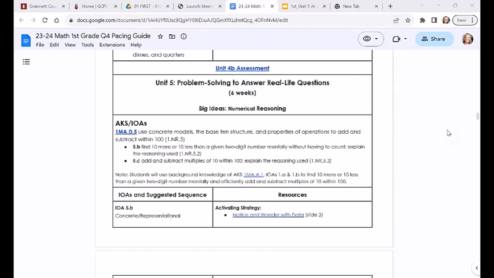We see the big idea that we're going to be working with is numerical reasoning, and the suggested pacing is about 6 weeks. In the next box, we see the AKS, AKS 5, and the IOAs that are initially paced in the unit. So this first portion of the unit, we're going to be looking at IOA 5B, which is 10 more or 10 less than a given 2-digit number, and 5C, which is add and subtract multiples of 10 within 100. And then, of course, for both of those, you're explaining that reasoning that you're using.